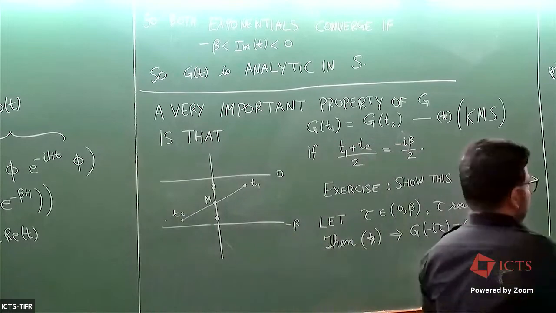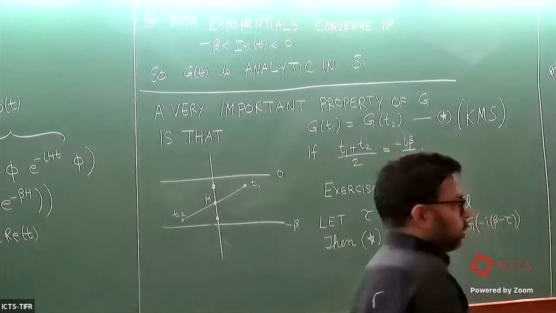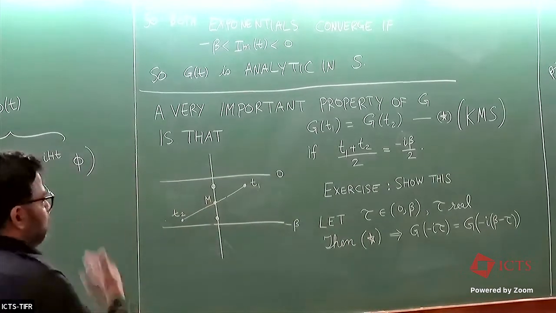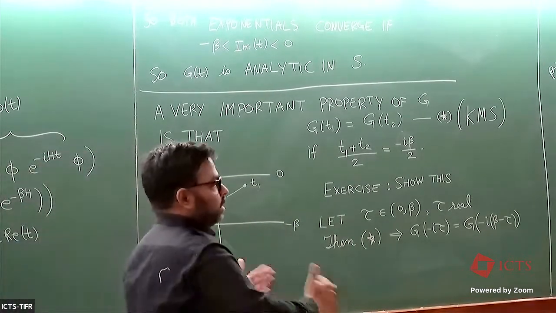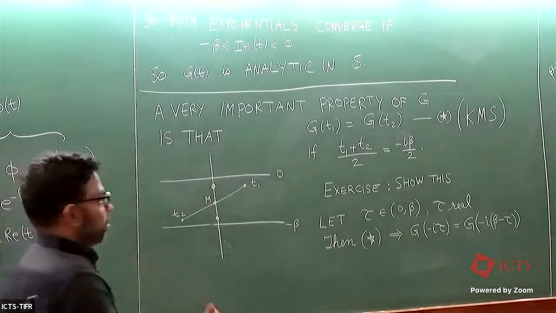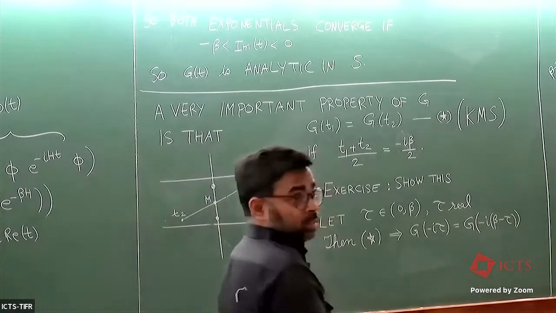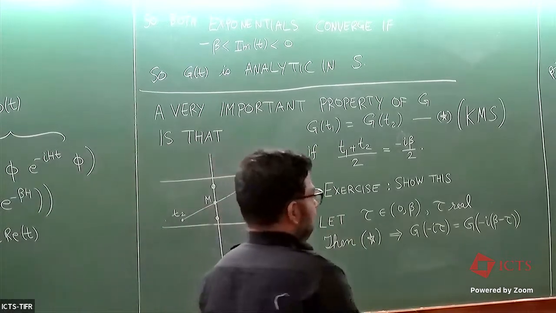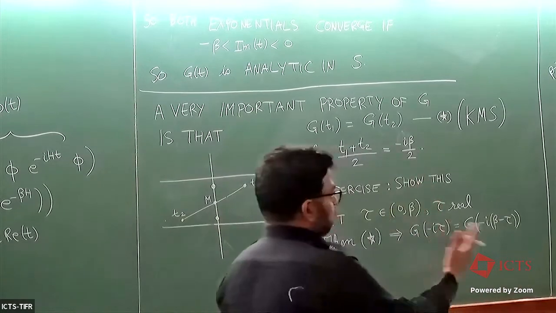So why am I emphasizing this? It's because there's actually a converse to this: if all correlators in your theory obey this KMS property, then the state must be thermal. So there's also a converse. If all operators obey this property, then the state has to be thermal. And actually this is a very nice way to diagnose thermality of states, which is what we will get to now.